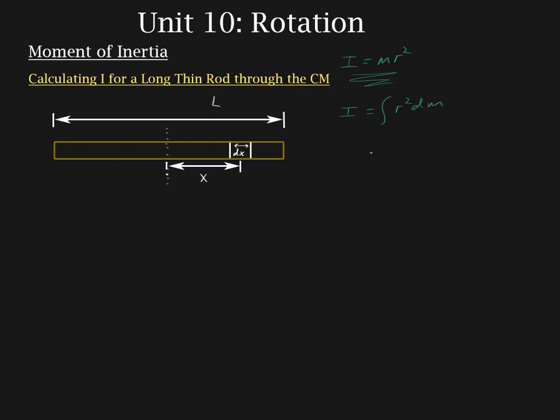Now, in this particular example, we're going to determine the moment of inertia for a long thin rod, which you should know from last year that the moment of inertia for this rod is going to be equal to 1/12 m l squared. But before we do this, I want you to think about the limits of integration, all right, because this is a really important point.